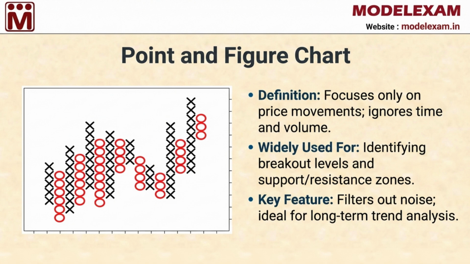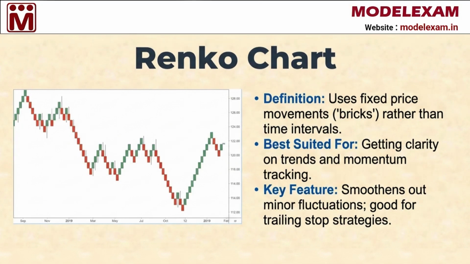Its key feature is that it filters out the noise of minor time-based fluctuations, making it ideal for long-term trend analysis. Another chart that filters noise is the Renko chart. The name comes from the Japanese word for brick. This chart uses fixed price movements or bricks rather than time intervals.